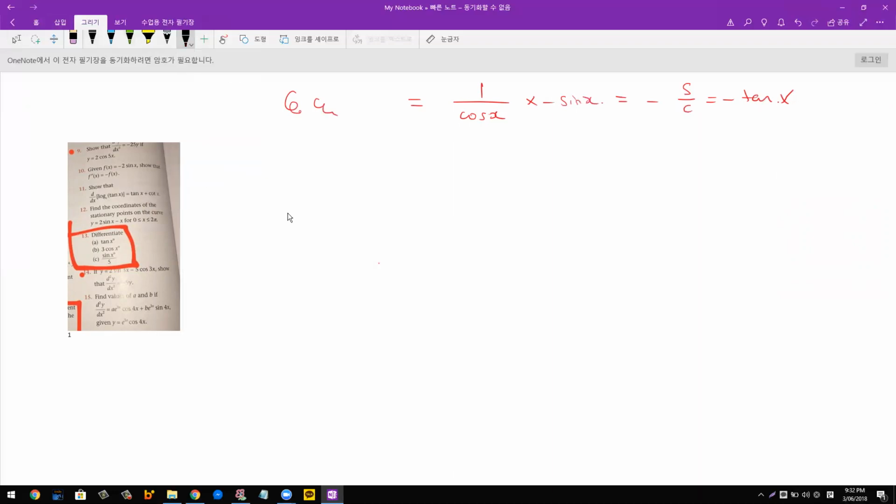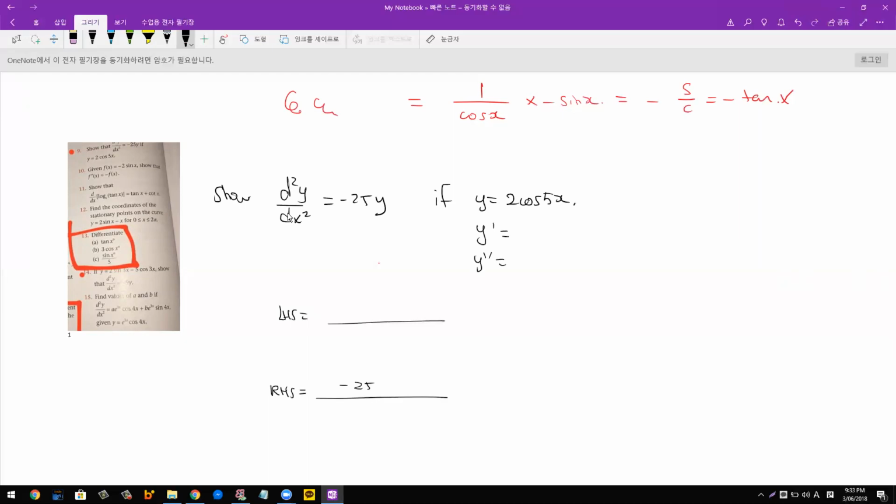So number 9, it says d squared y dx squared is equal to negative 25y. Show this if y equals 2 cos of 5x. We've done questions like this, just not with the trig. So all you have to do is differentiate this one twice, and then plug it back in. Then show that the left-hand side is something, and the right-hand side is something. Do you want me to do my working and then show you? Maybe let's do something else. You can do it in your own time and save some time, because you're paying for this.